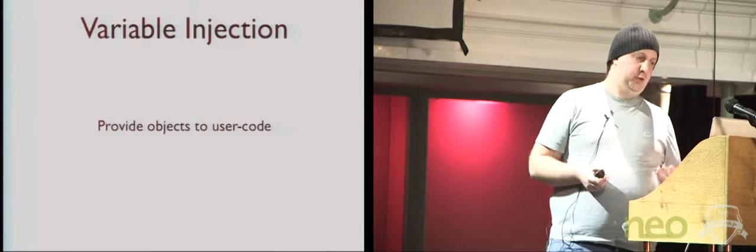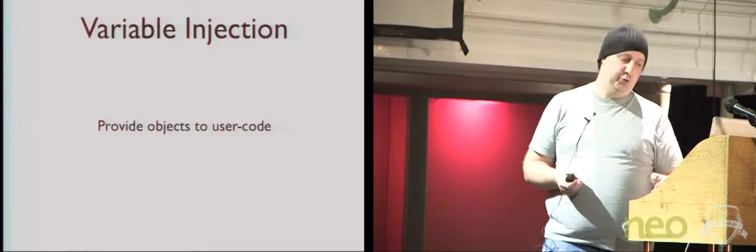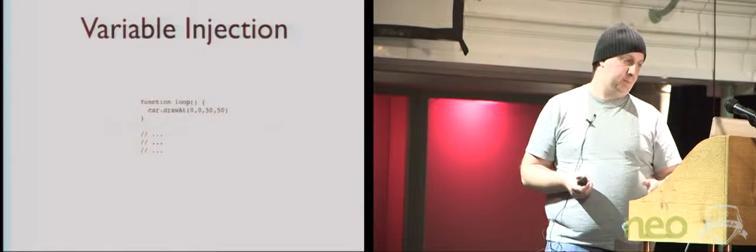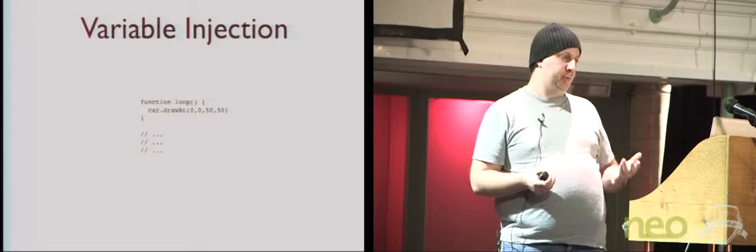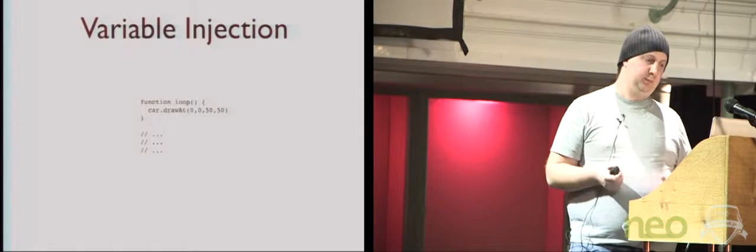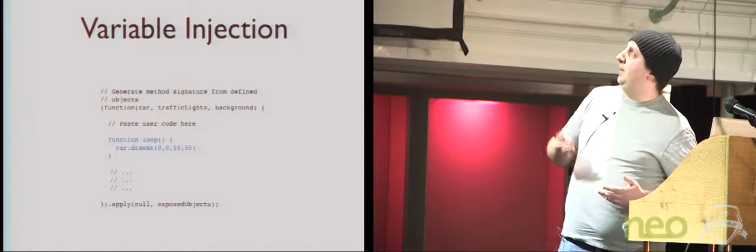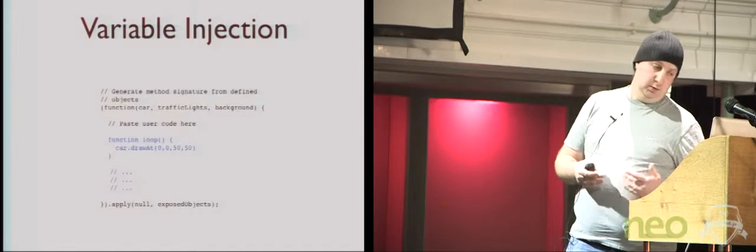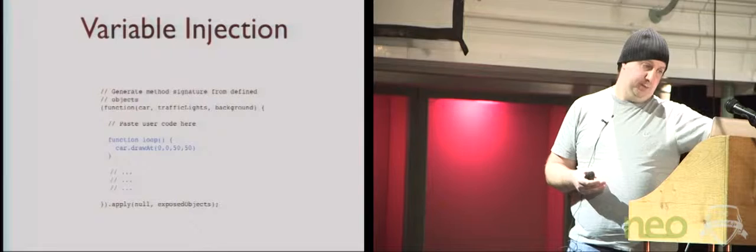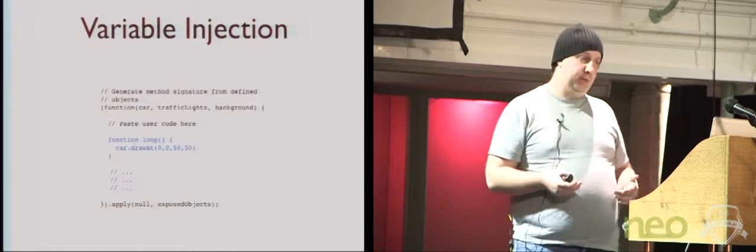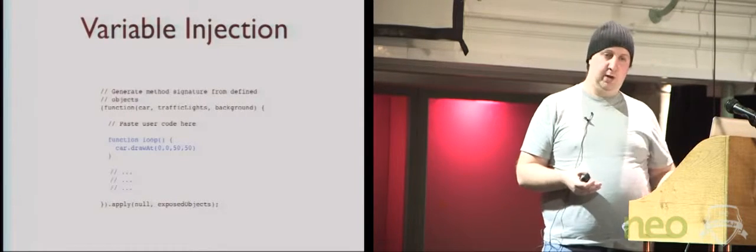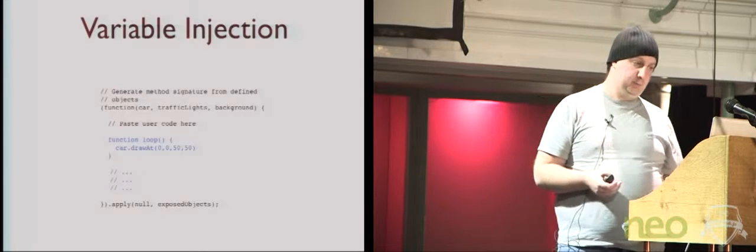We've got here a loop function that wants to draw a car. Where does it get the car from? What we do is we know what objects are available ahead of time. So we just generate our method signature before we evaluate the user code, and then we pass in the relevant objects, and those will then be available within that scope.